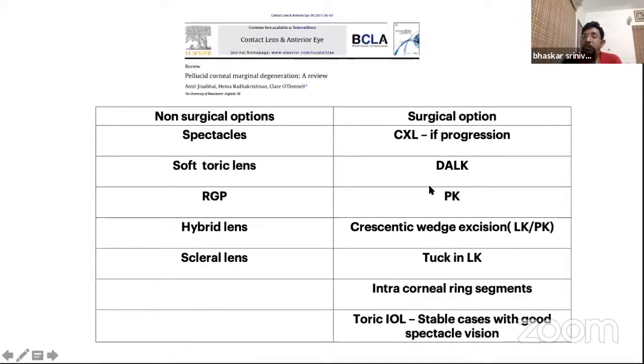Other options are something like a crescentic wedge excision, which could either be a lamellar wedge excision or a complete wedge excision. You could do the tuck-in lamellar keratoplasty, as has been popularized by the AIMS group. You also have the option of using intracorneal ring segments, most likely a single segment, to improve the astigmatism.